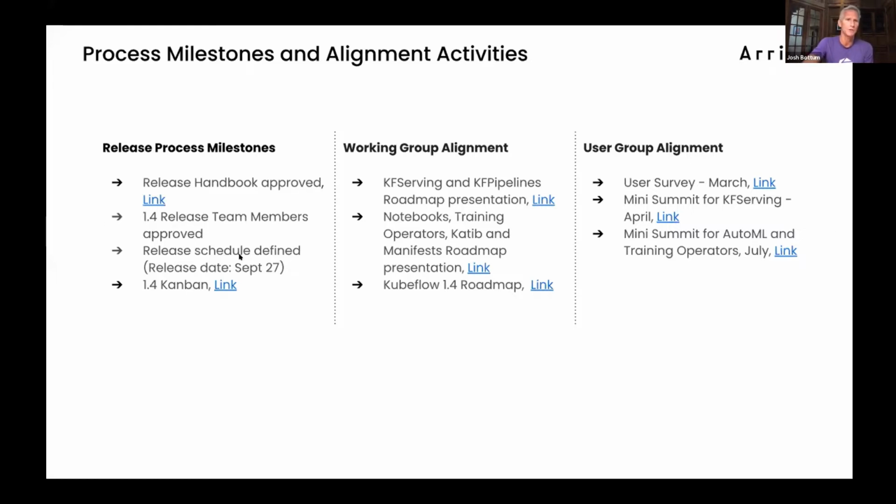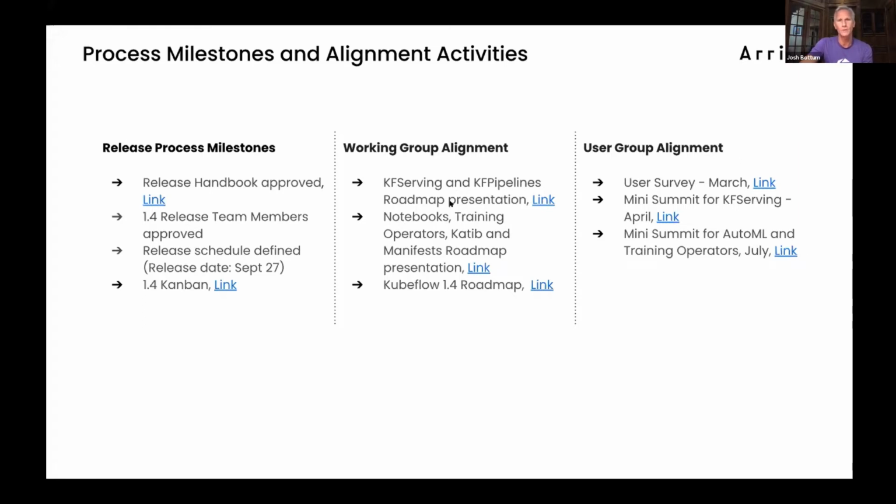We have a schedule, and the spoiler alert is the release is due on the 27th of this month. And again, there's a Kanban board to track all that. From a working group alignment standpoint, I really liked, and hopefully you did too, the presentations of the roadmaps for KF Serving and KF Pipelines. This was about an hour-long presentation, and went into quite some depth about what these contributors are talking about delivering.